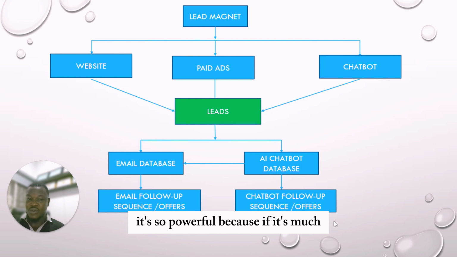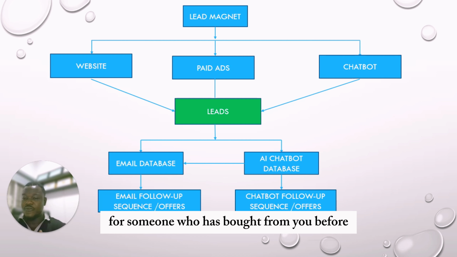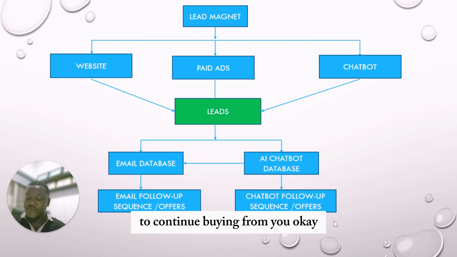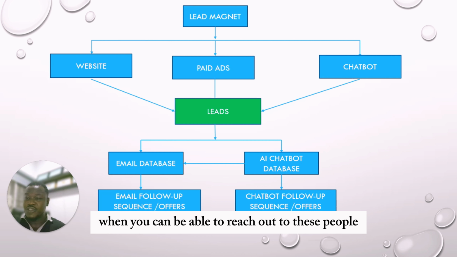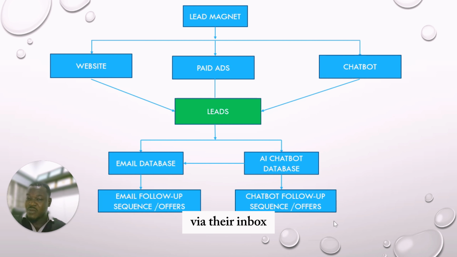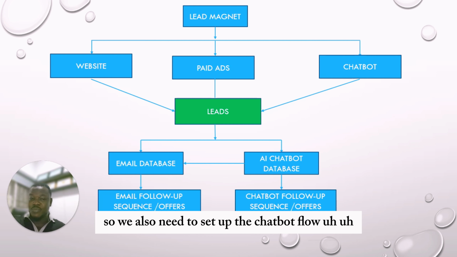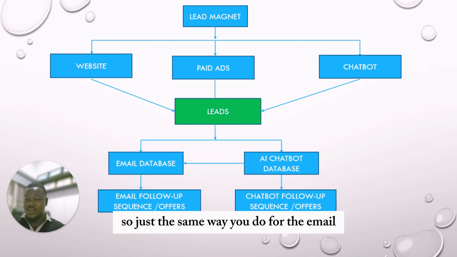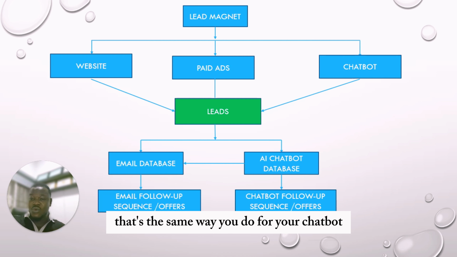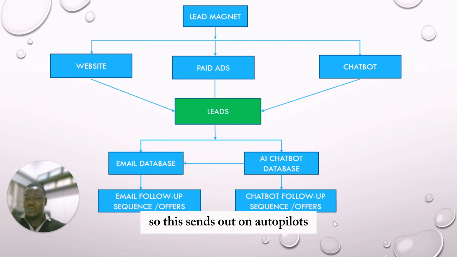It's so powerful because I tell people that it's much easier for someone who has bought from you before to continue buying from you. So it's so powerful when you're able to reach out to those people via their inbox. So we also need to set up the chatbot follow-up sequence, right? Just the same way you do for the email, that's the same way you do for your chatbot. So this sends out on autopilot.